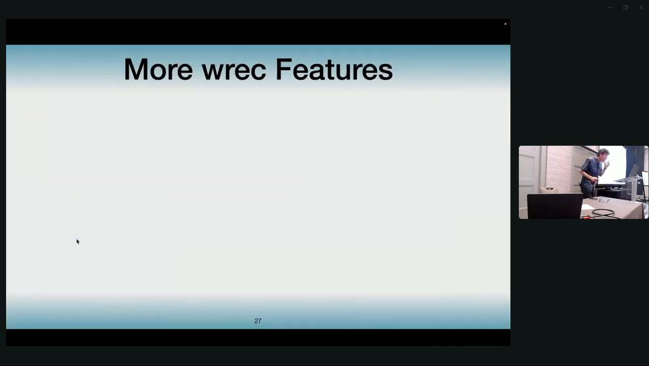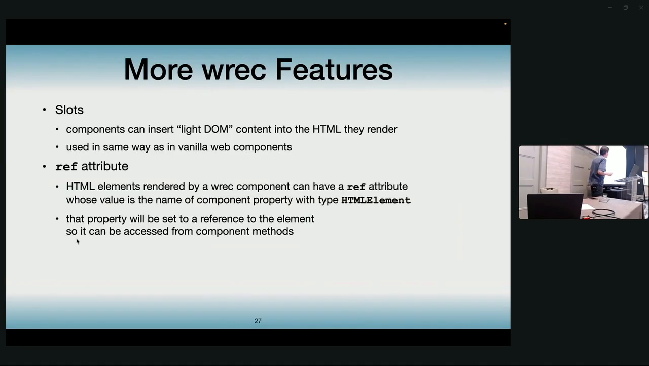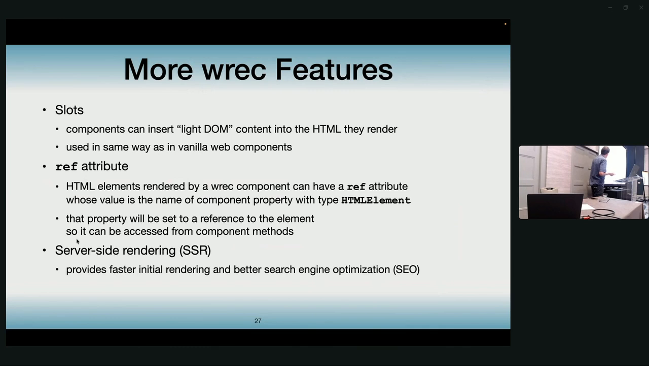All right, just a few more properties that rec has. It uses slots just like any web component does. That's not different. So you can inject HTML into your components. There's a ref attribute that you can specify on properties to say, when this gets rendered, I want to get a reference to that DOM element so that in my methods, I can modify it directly. It supports server-side rendering to get faster initial rendering and better search engine optimization. So that's a built-in feature.